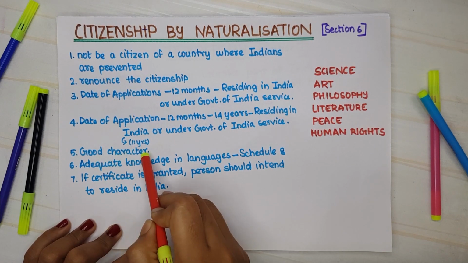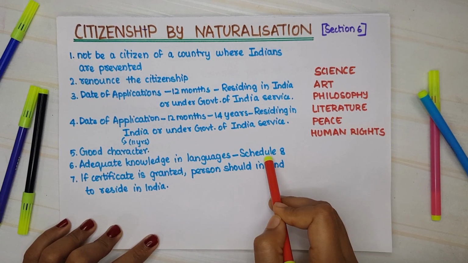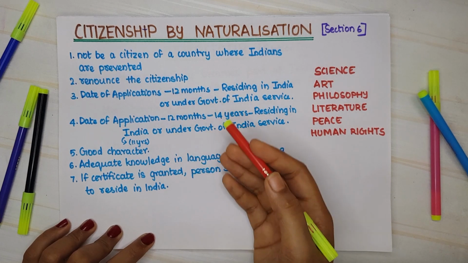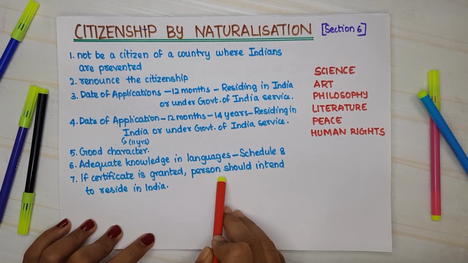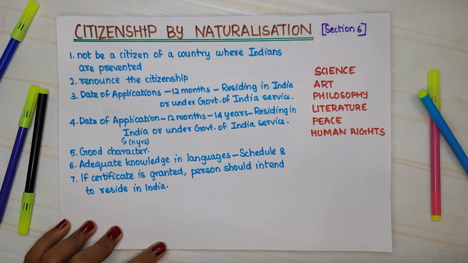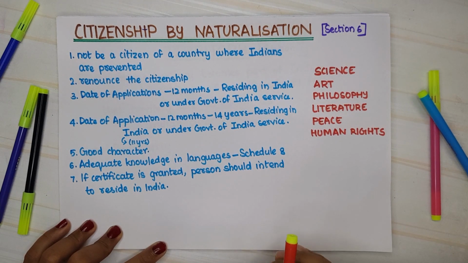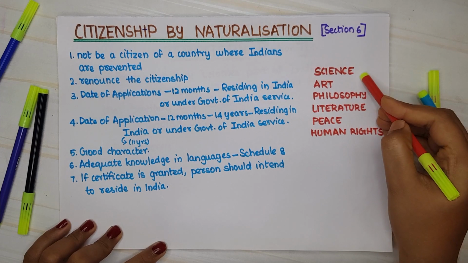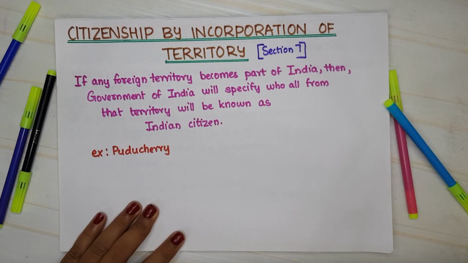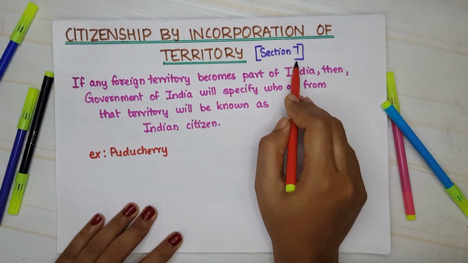Then that person must be of good character. Then he must have adequate knowledge of a language prescribed under the Eighth Schedule of the Indian Constitution. If the certificate of naturalization is granted to that person, then that person should intend to reside in India. Along with all these provisions, the Government of India also has the power to waive all these qualifications for a person who has performed distinguished service in the fields of science, art, philosophy, literature, peace, and human rights.